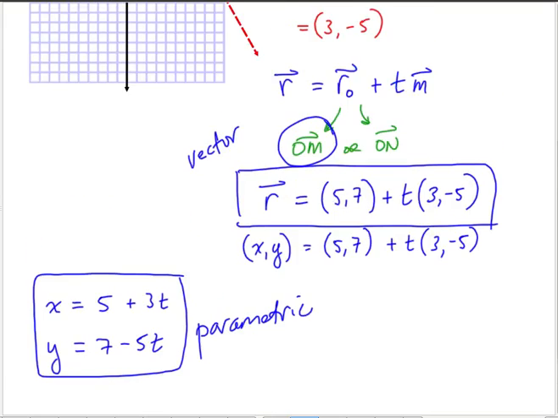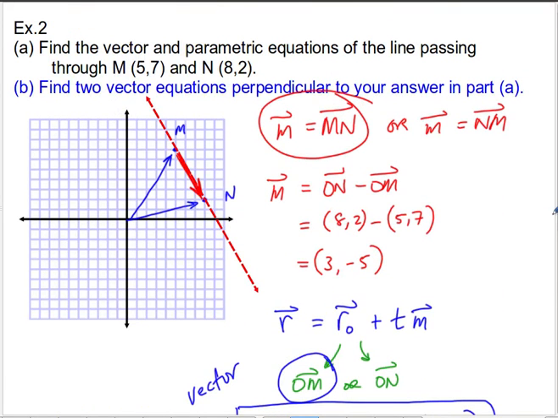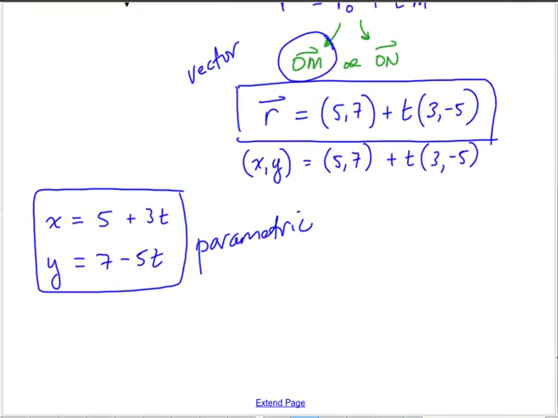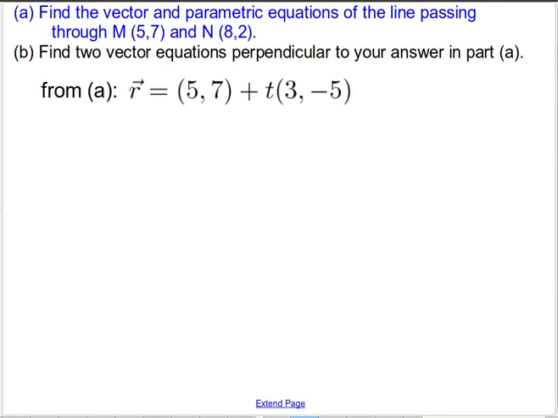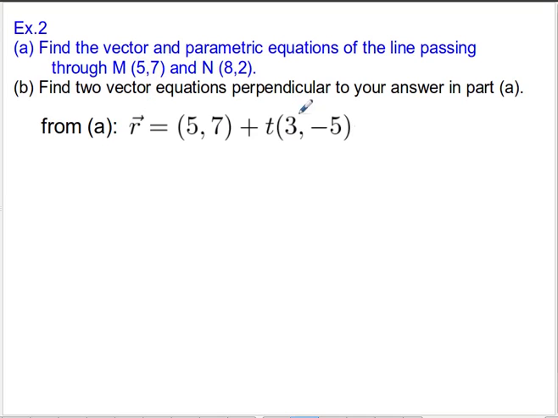Now there was a second part to this question. It said find two vector equations perpendicular to your answer from part A. So here is my vector equation from part A. We want to find two vector equations which are perpendicular. Now when we talk about perpendicular, the concept that we've talked about in the past is usually slope. So it actually makes sense here. What I should do is figure out what is the slope of my line.